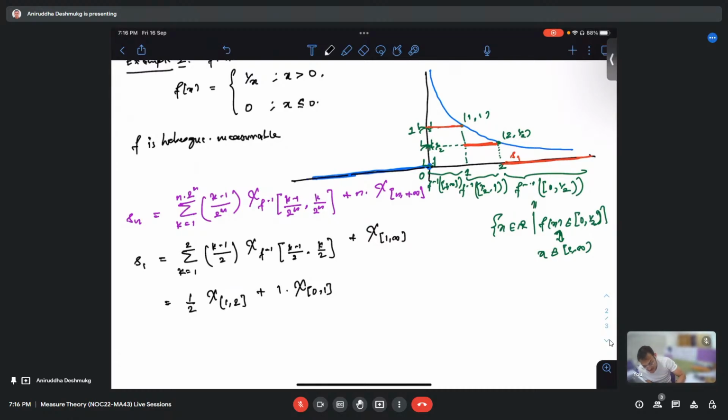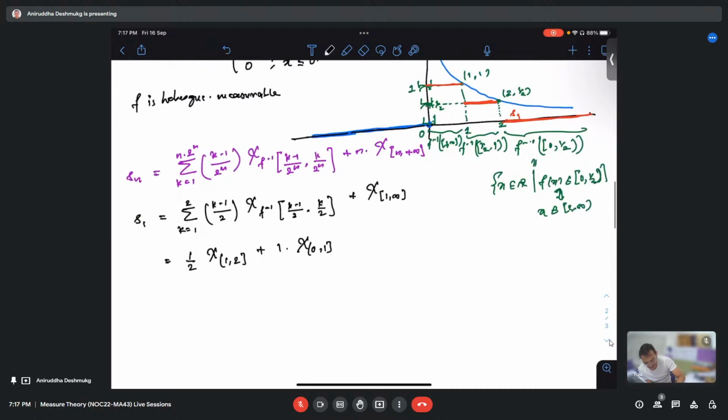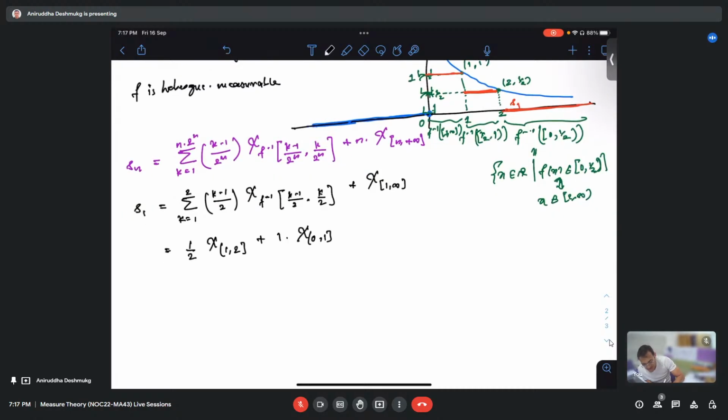Notice that here infinity is included, so 0 is also included. Or perhaps not, I'm really sorry. It is not included. It is open 0, because at 0 the function is 0. That is how we defined it. Okay, so this was our S1.